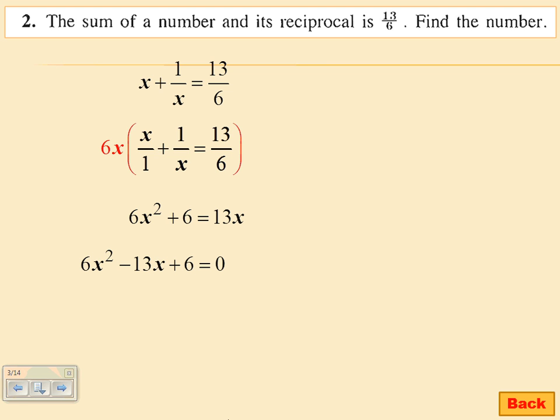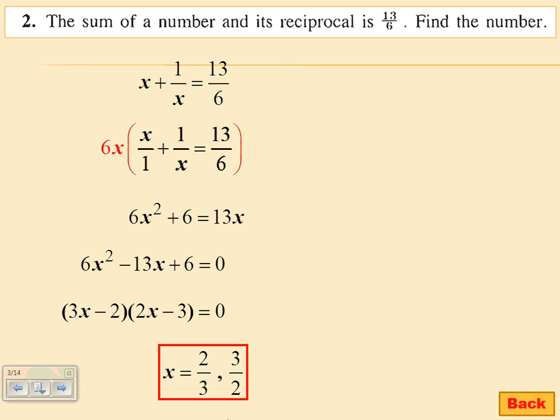When I factor this out, it becomes 3x minus 2 times 2x minus 3 equals 0. The result for my solution is x equals 2/3 and 3/2. Both of these work because they are reciprocals of each other, and they add up to 13 over 6.